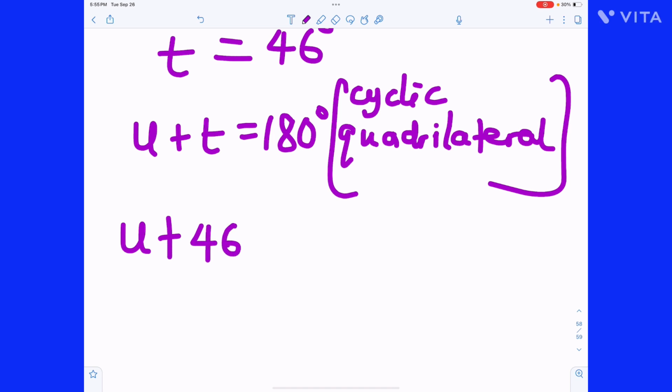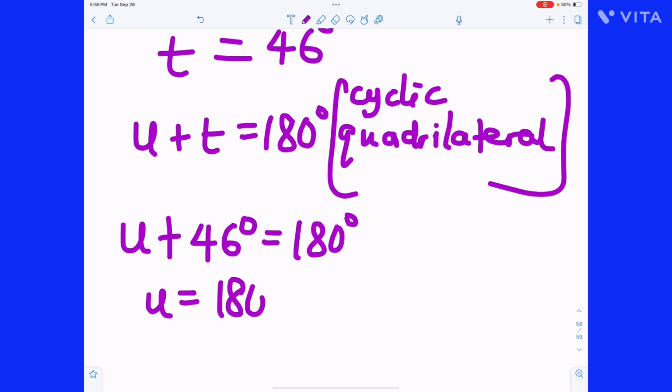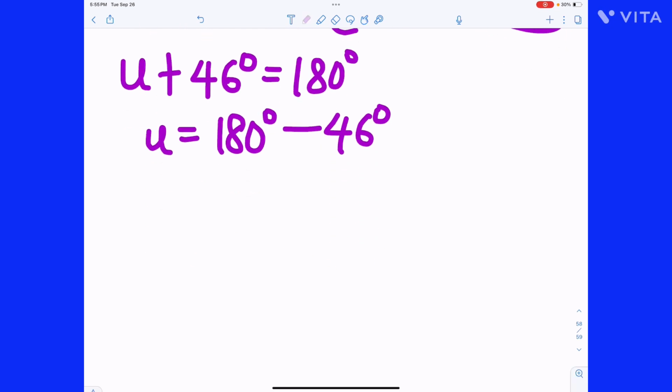So the two angles are opposite angles of a cyclic quadrilateral. So U plus 46 is 180. U is equal to 180 minus 46. So U is 134 degrees.